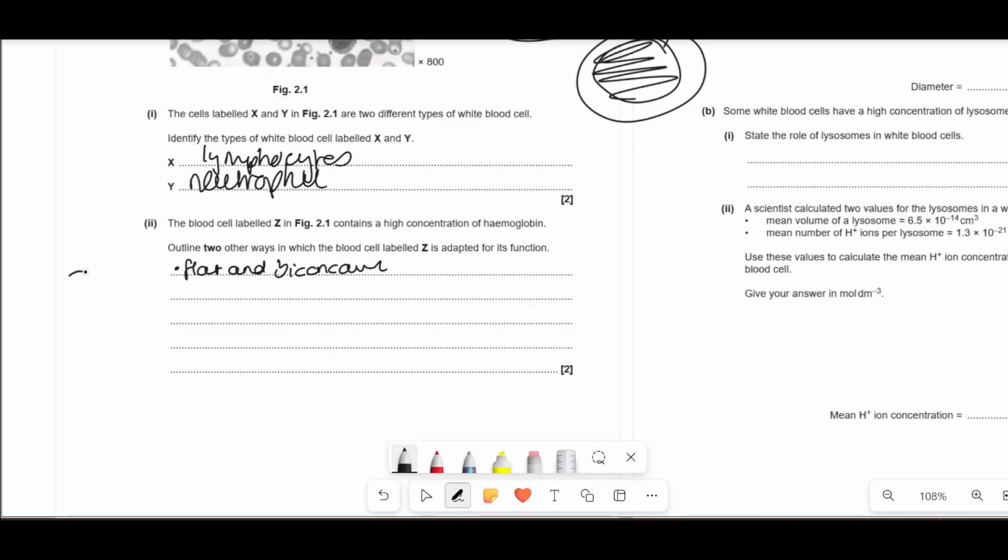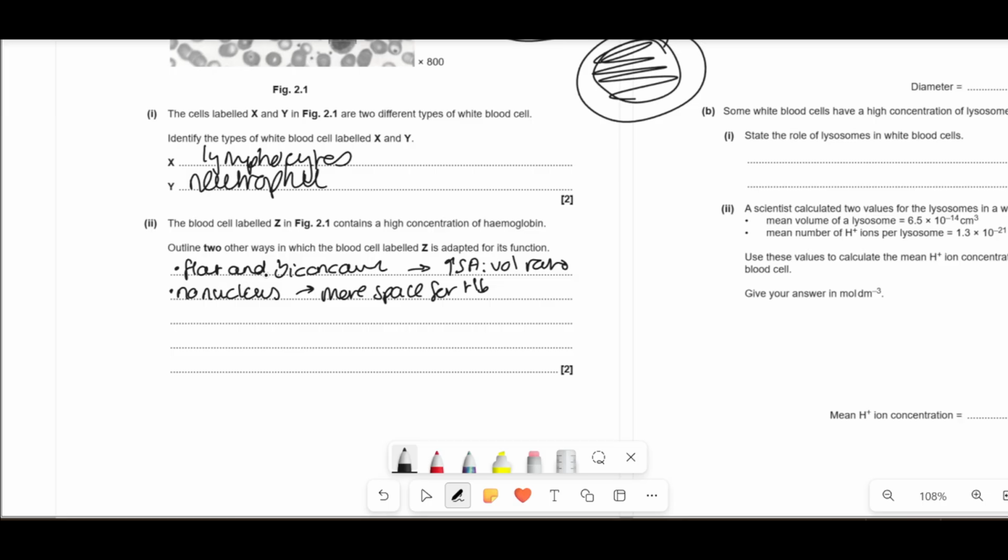What that means is if you look at it side on, it's got a dip like that and a dip like that. It's exaggerated, but yeah. That means what? It increases its surface area to volume ratio. There's no nucleus. You need to say what that means: more space for hemoglobin. Because that's talking about the structure, that's how it helps its function. Anything else you could say?